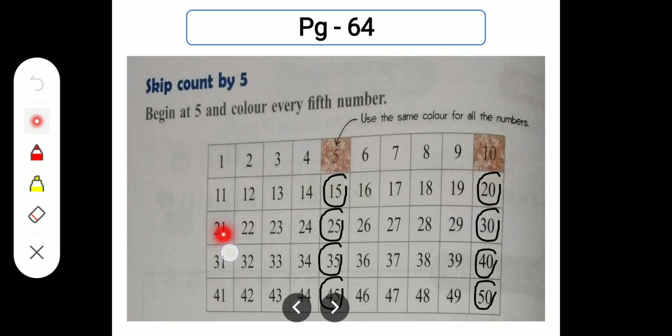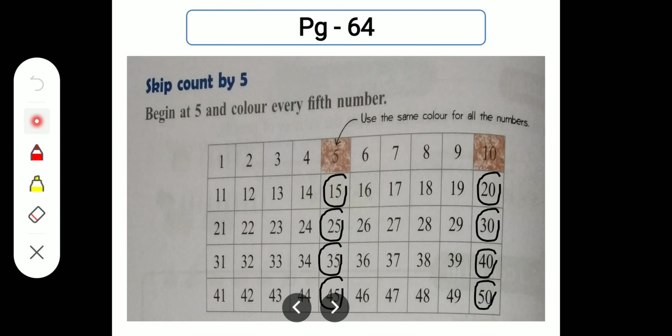Then 21, 22, 23, 24, 25. Then 26, 27, 28, 29, 30. Then 31, 32, 33, 34, 35. Then 36, 37, 38, 39, 40. Then 41, 42, 43, 44, 45. Then 46, 47, 48, 49, 50.